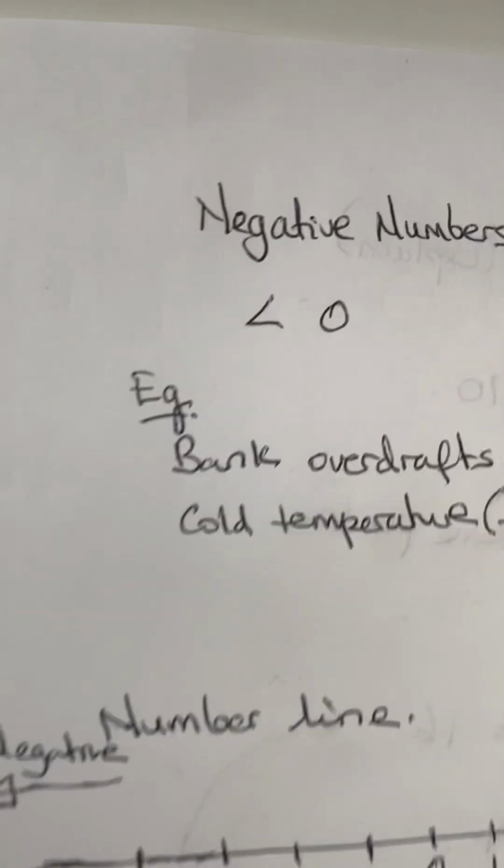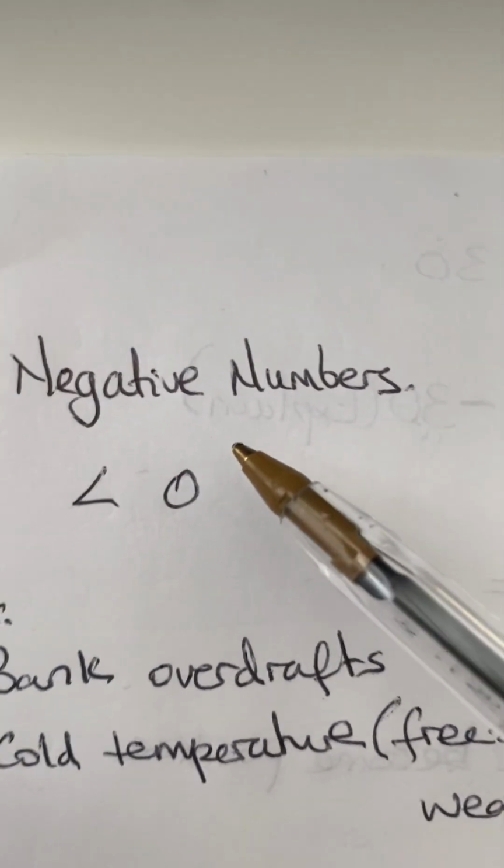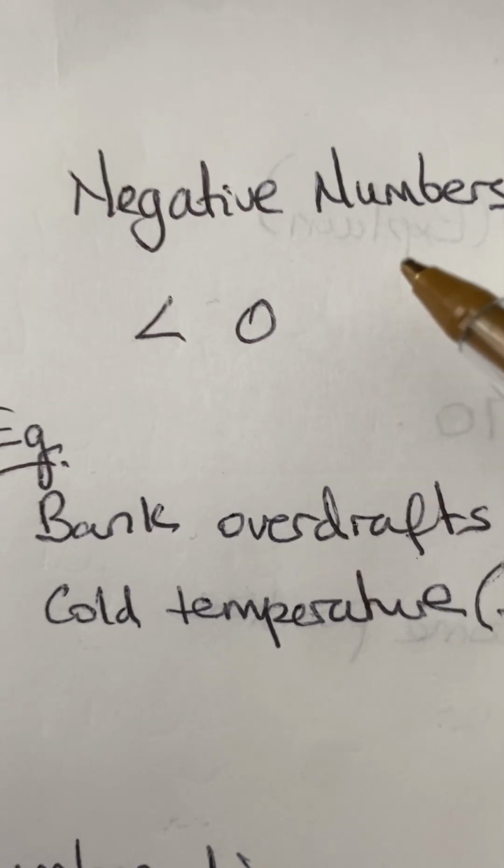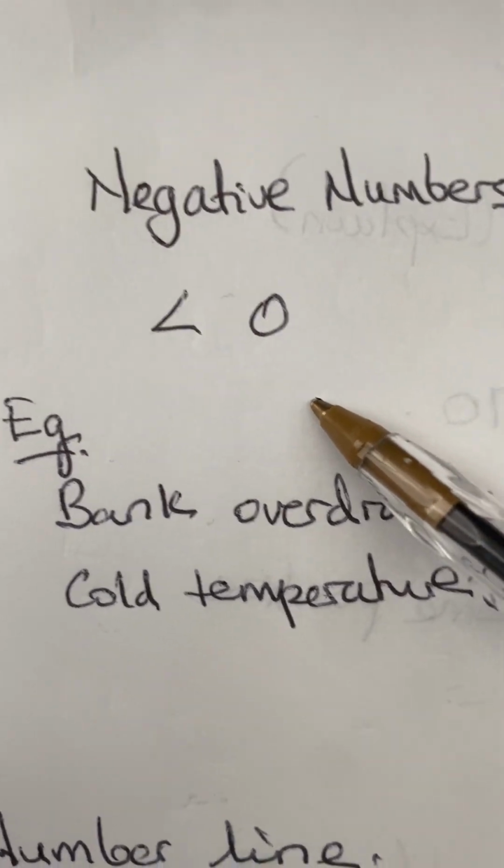Today is the 1st of July 2023, and I'd like to introduce you to negative numbers. Okay, numbers less than 0.